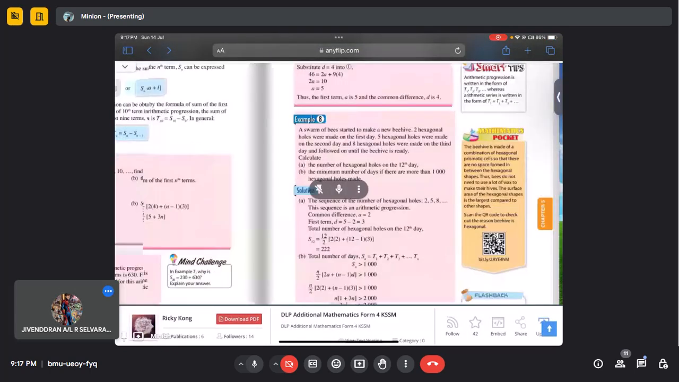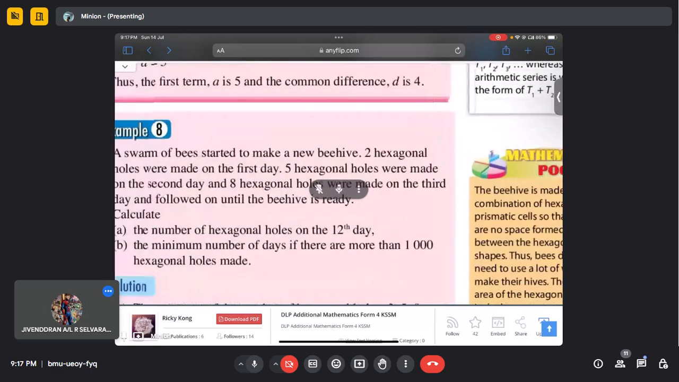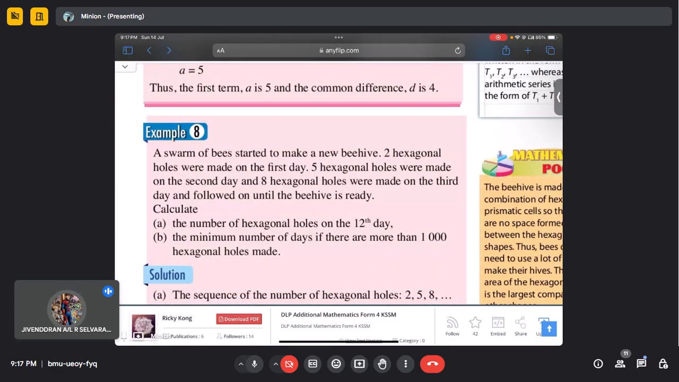Okay, a swarm of bees started to make a new beehive. Two hexagonal holes were made on the first day, 5 hexagonal holes were made on the second day, and 8 hexagonal holes were made on the third day, and followed on until the beehive is ready. Calculate the number of hexagonal holes on the 12th day.